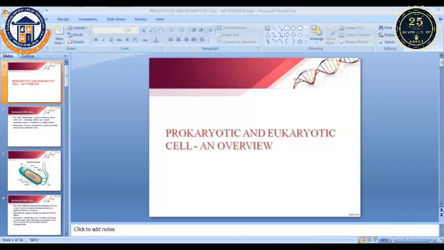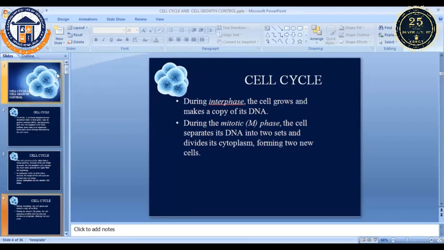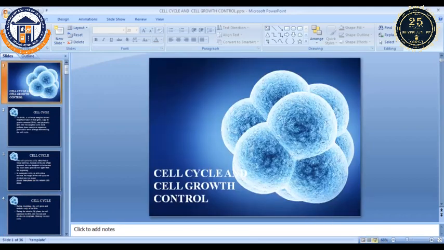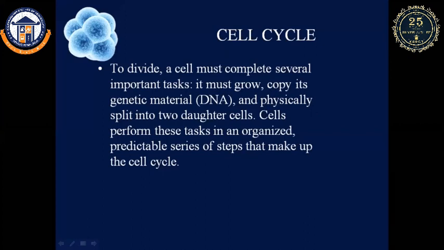The next topic is cell cycle and cell growth control. To divide, a cell must complete several important tasks. It must grow, it must copy its chromosomes, and it should get divided into two daughter cells. A series of steps makes up this process of dividing a cell into two daughter cells.